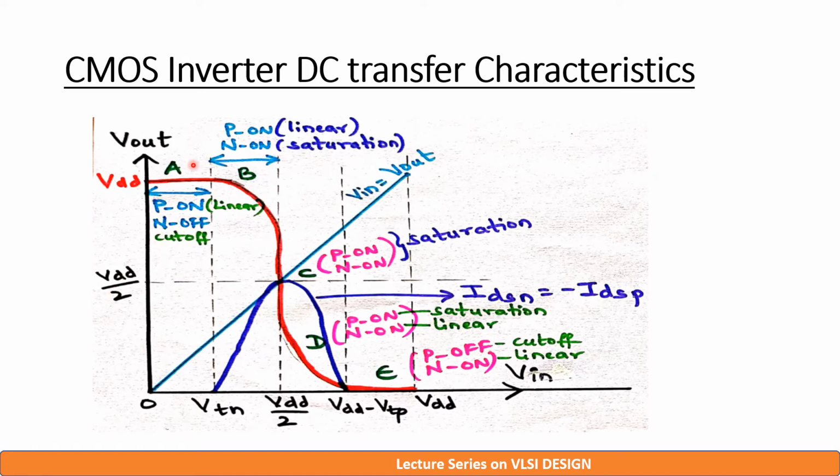So for CMOS inverter, if input is 0, PMOS device will be on and hence output will be VDD. And when the input value is VDD, NMOS section will be on and the output will be logic 0. Hence this output characteristics decreases from VDD to logic 0.